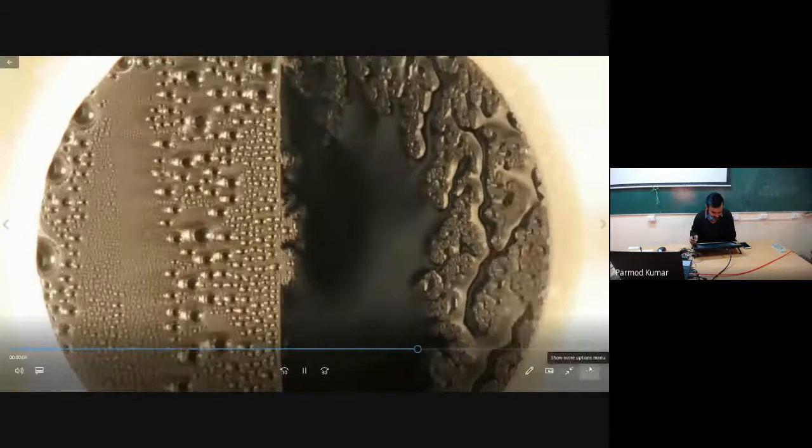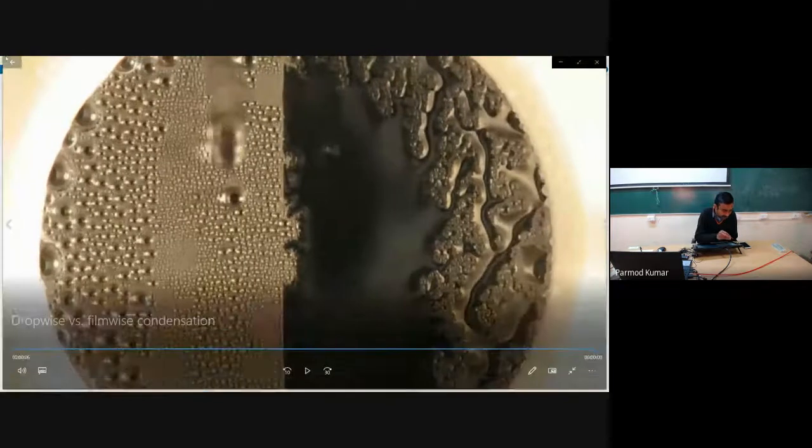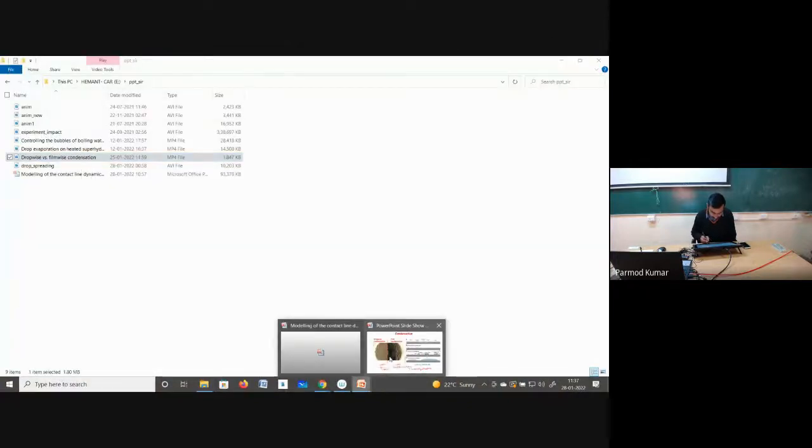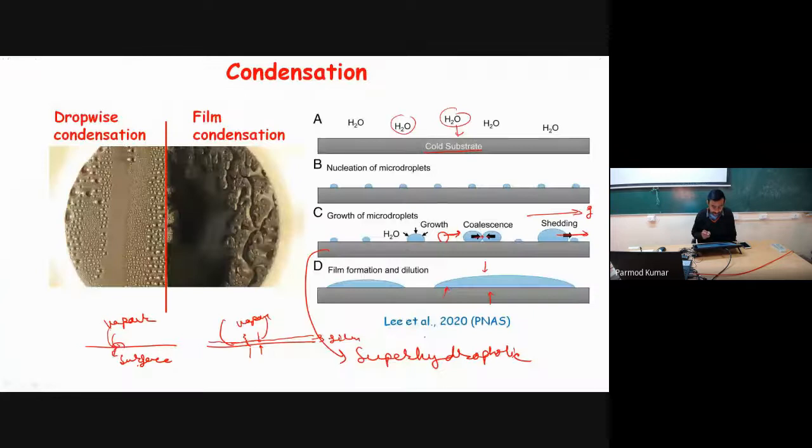So this is another important application which shows the importance of drop and contact line motions in heat transfer applications. Okay.